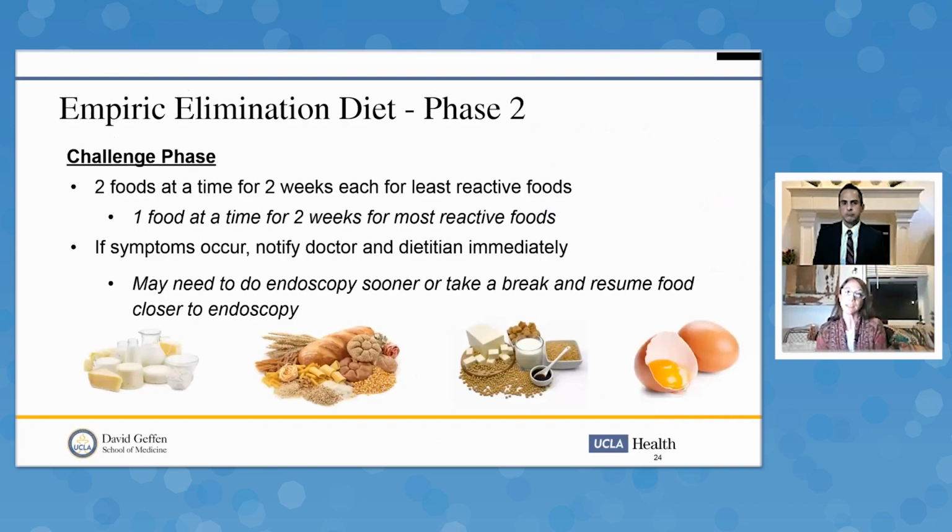With the challenge phase, this is where things get interesting. So what we do is we have a patient bring back 2 foods at a time over a 2-week period each for the least restrictive foods. This means we're not doing this for dairy and wheat. With dairy and wheat, we bring 1 food back at a time over a 2-week period, because we know that the likelihood of reaction is high with those.